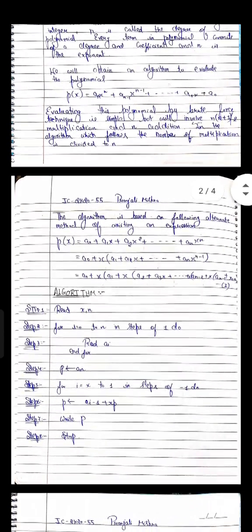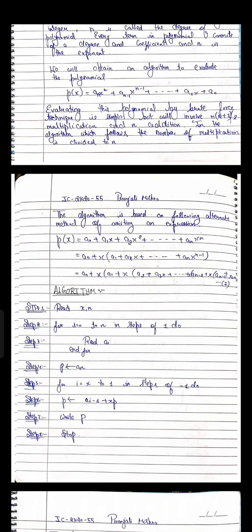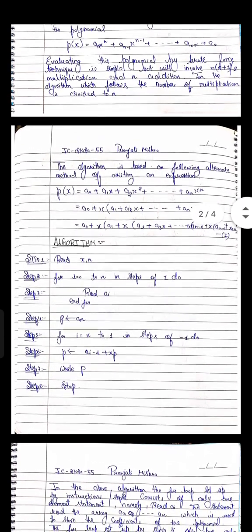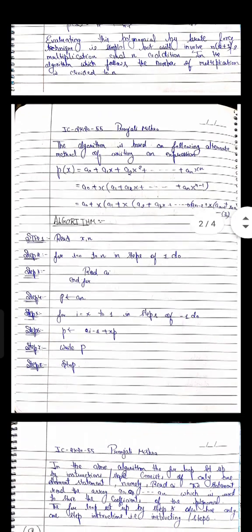Evaluating this polynomial by brute force technique is simple but will involve n plus 1 by 2 multiplication and n addition. In the algorithm which follows, the number of multiplication is reduced to n. The algorithm is based on the following alternate method of writing an expression.